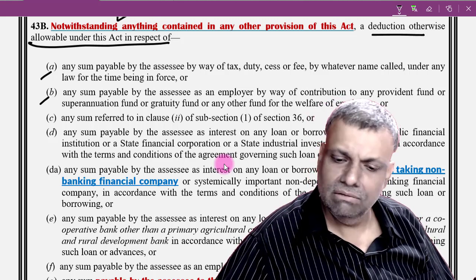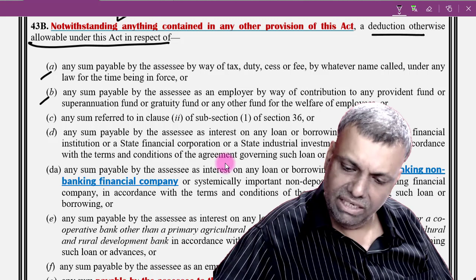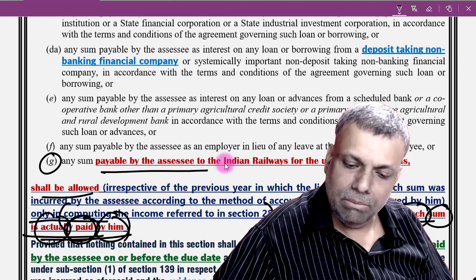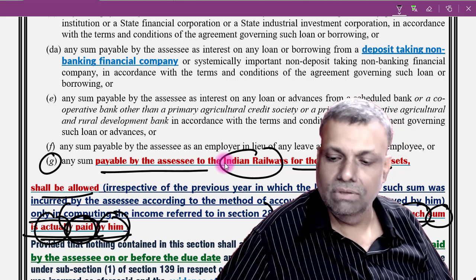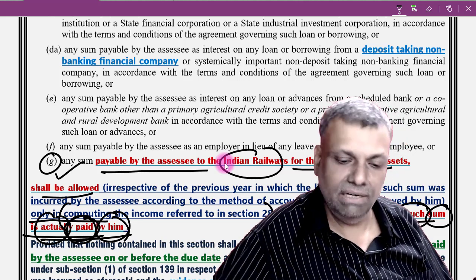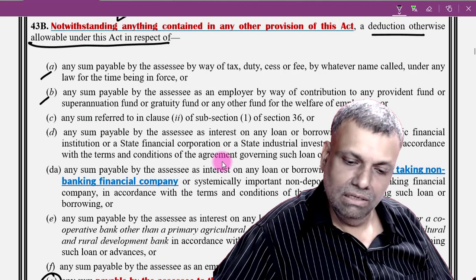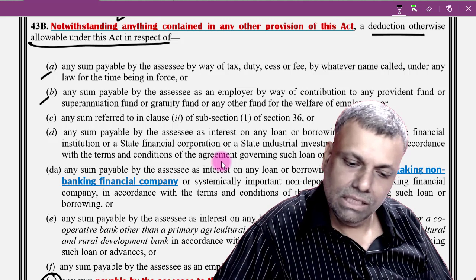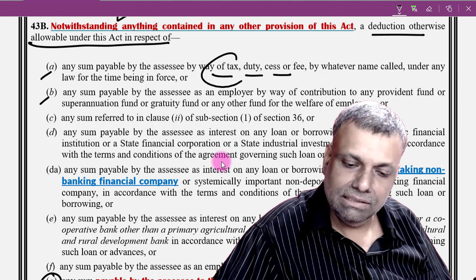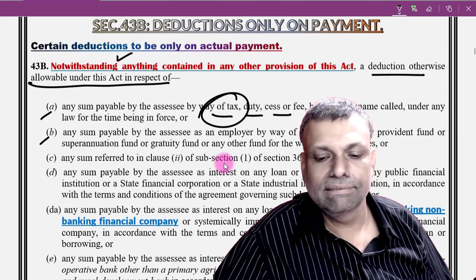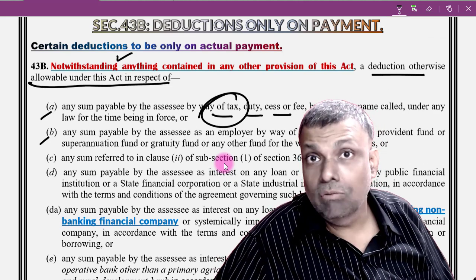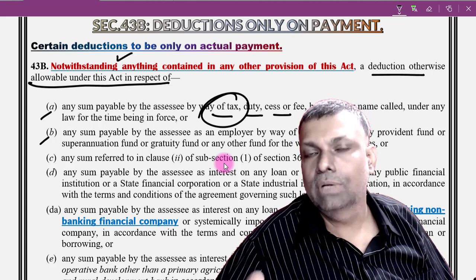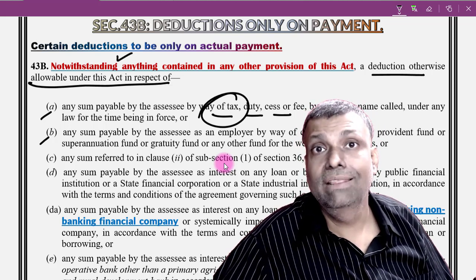See, one of the points is GST, another point is Indian Railways. So let's check it out. One of the points, clause G, is any sum payable by the assessee to the Indian Railways for the use of railway assets. So that is one of the specified transactions here. Also any sum by way of tax, duty or cess, that is also covered by these particular transactions. So this list of transactions one has to go through. You get the deduction if you have paid in the previous year.